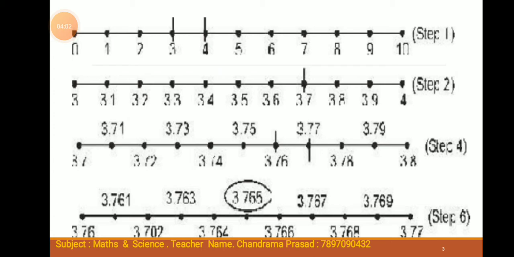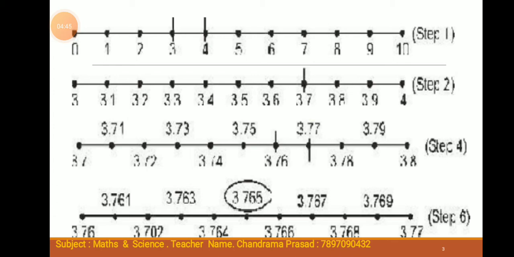Now divide the interval between 3 and 4 into 10 equal parts. This represents 3, 3.1, 3.2, 3.3, 3.4, 3.5, 3.6, 3.7, 3.8, 3.9 and 4. This is step 2. Now here mark the numbers 3.6 and 3.7.